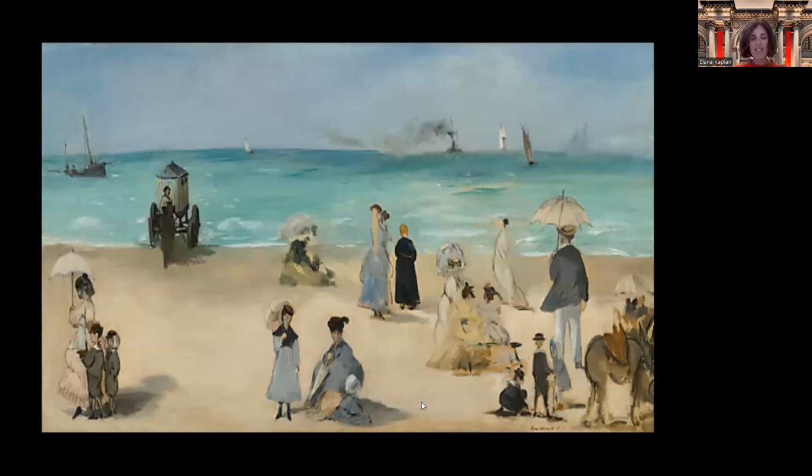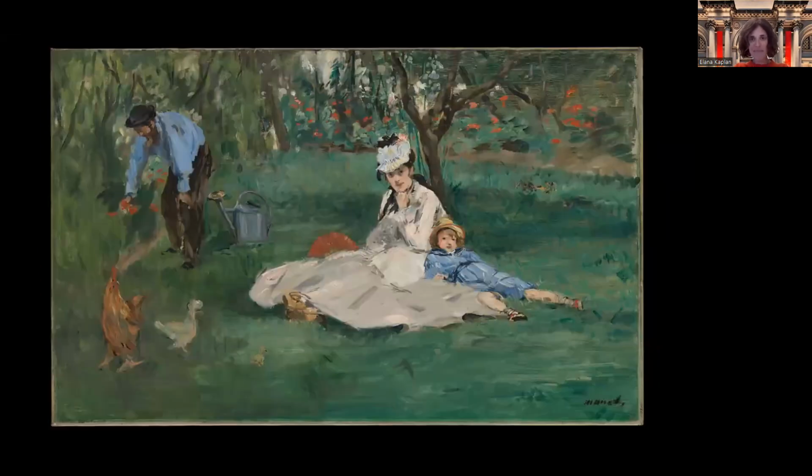But Manet is really trying to show this new form of outdoor leisure in the 19th century, which is seaside tourism. And he based this scene on a fashionably best dressed tourist. And he did sketches by the sea and then made this painting.